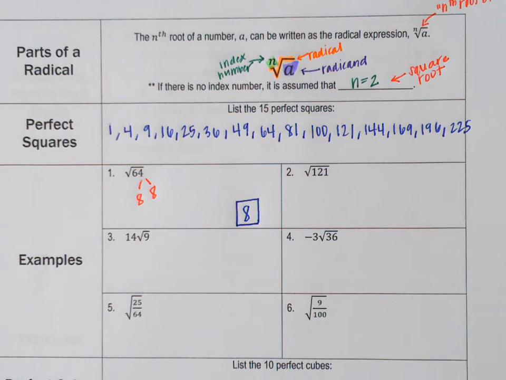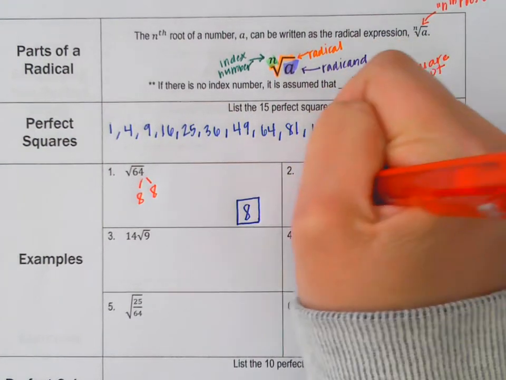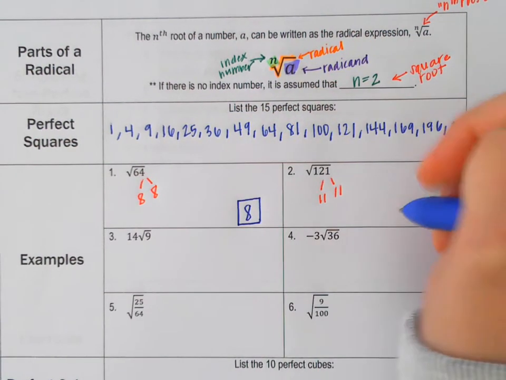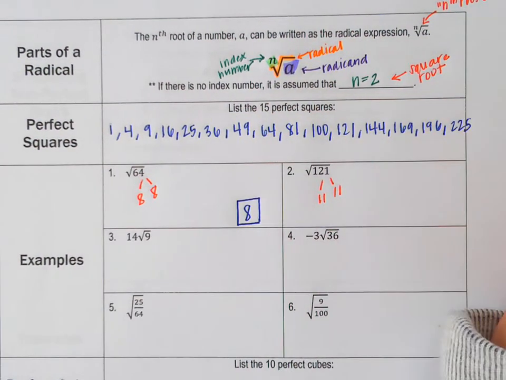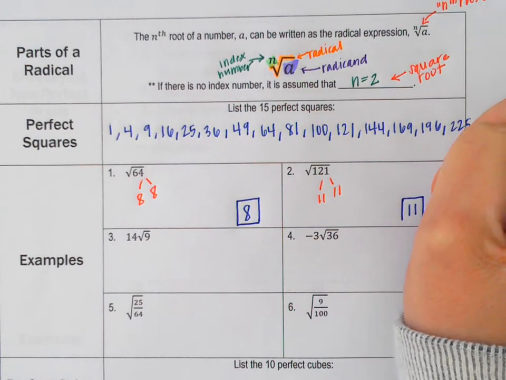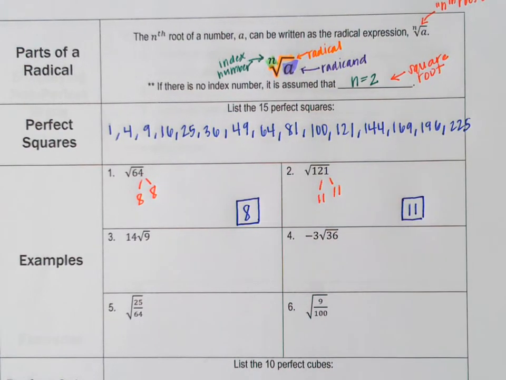Okay, so the square root of 121, we know, okay, what times itself is 121? Well, that's 11. So notice there are 2 of the same numbers again. And so when we have 2 of the same numbers inside the square root, one of them comes out. And so the square root of 121 is 11.